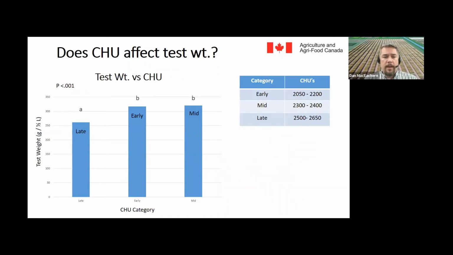So another thing we did here is that we had broken up our hybrids into crop heat units, to give us a range of crop heat units. We have early, mid, and late. Early being 2050 to 2200, mid being 2300 to 2400, and late being 2500 to 2650. And if we look here at the bar graph, we'll see that the later maturing hybrids produced a lower test weight than the other two. In fact, there was no difference between the early and the mid.